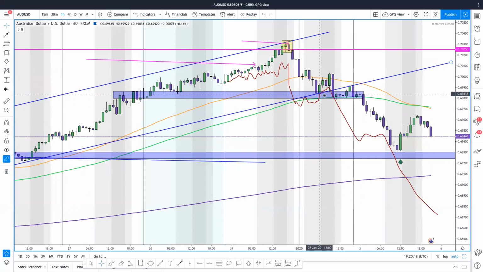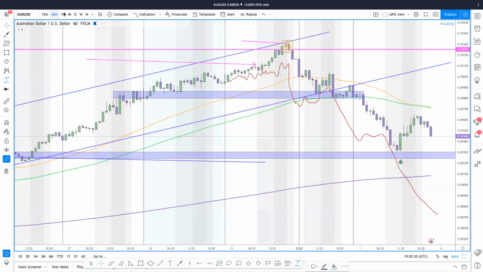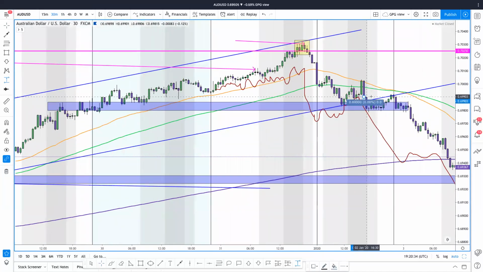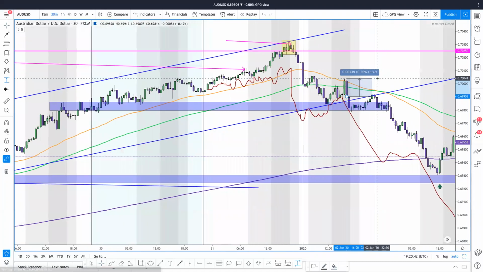So where was my entry? My entry was basically right here, or actually I think it was right here. Well, one of these. Let's go in 30 minutes, I can get a better idea. All right, that was my exact entry right here, and my stop loss was right above this candle, at 13.6. I think I put it at 14 pips.